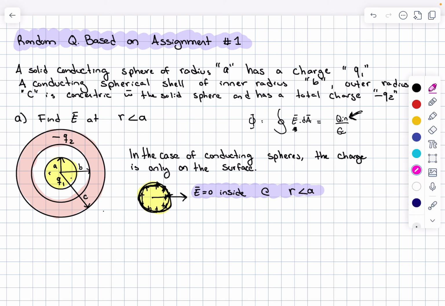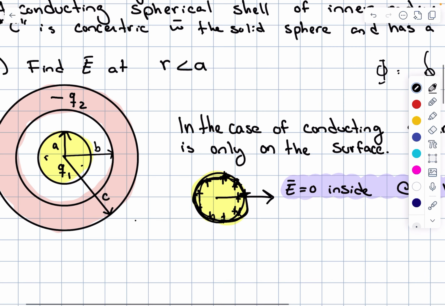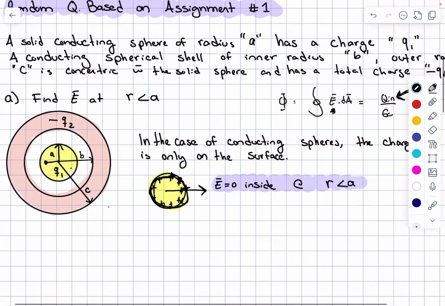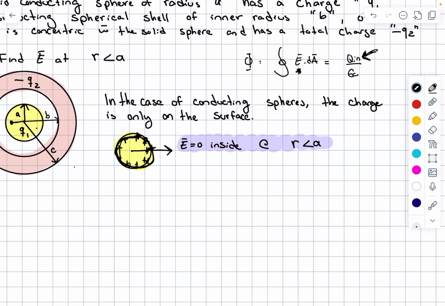The first part of the question asks us to find the electric field at the region R is less than A. So by R, we just mean any distance R away from the center. So here, for instance, what's the electric field right there? Now, hopefully you remember, the electric field inside a conductor is 0. So don't use any equations, don't do anything. Just say E is equal to 0 and move on with your life.